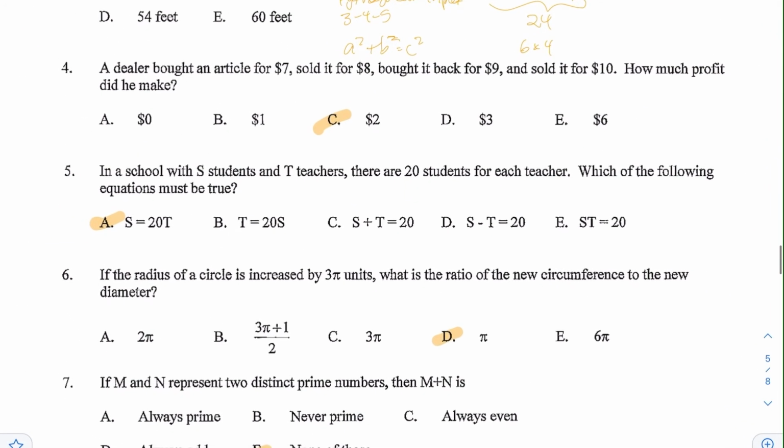All right, next one, number 4. A dealer bought an article for $7 and sold it for $8. Bought it back for $9 and sold it for $10. How much profit did he make?